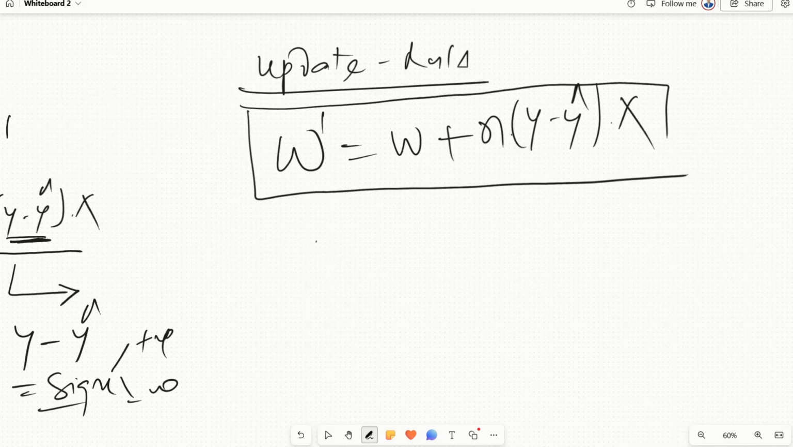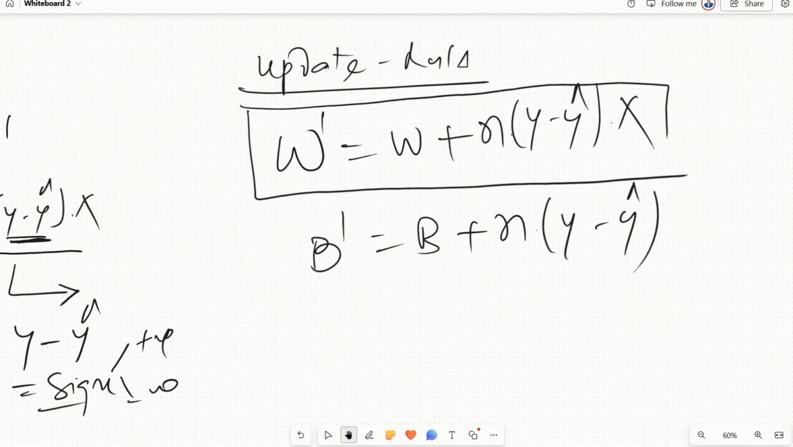For the bias, what will happen? The new bias is the old bias B plus eta into y minus y predict. There will be no x component.